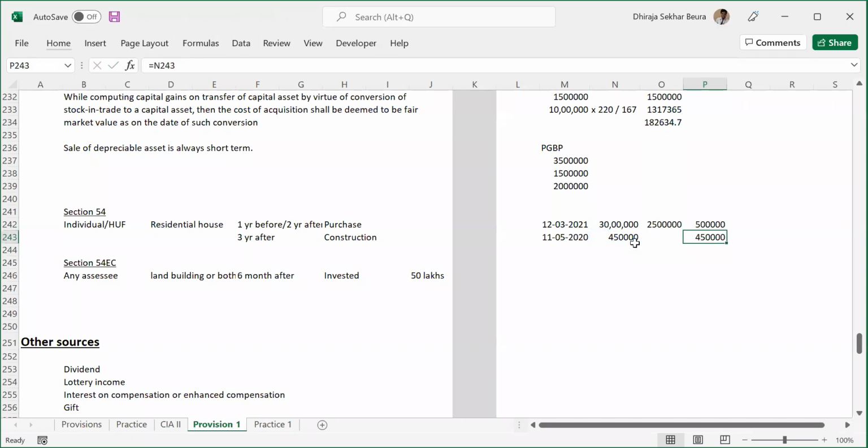$4,50,000, right? So from the capital gain of 5 lakhs, 4,50,000 is exempted because of this section. You will pay tax only on 50,000. Make sense?